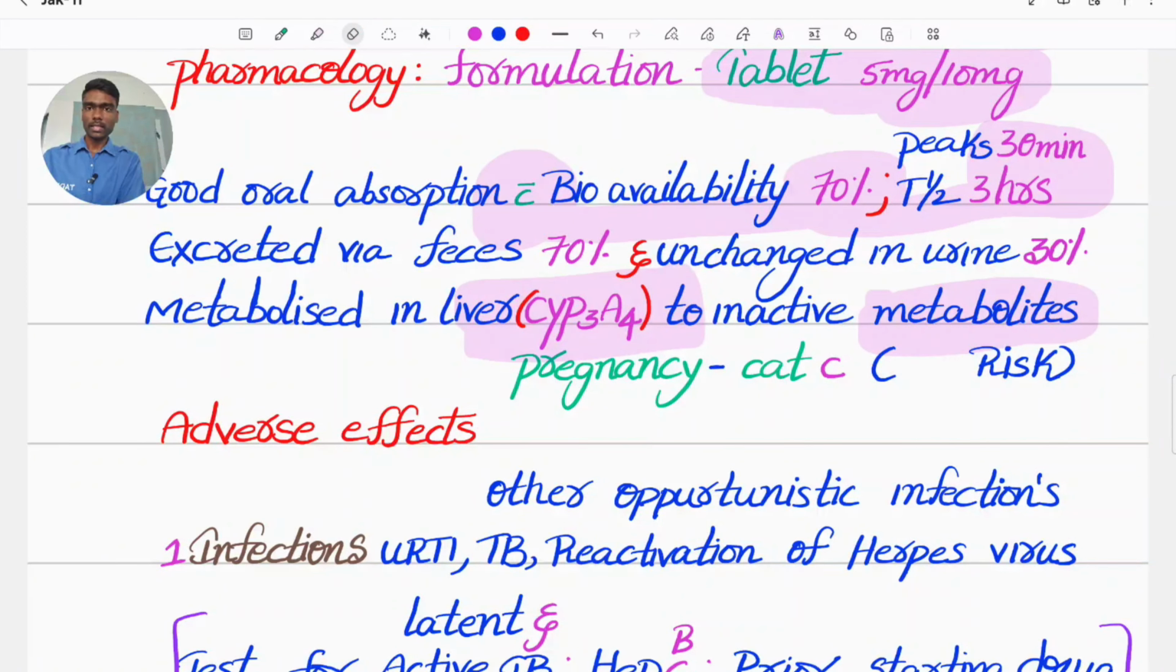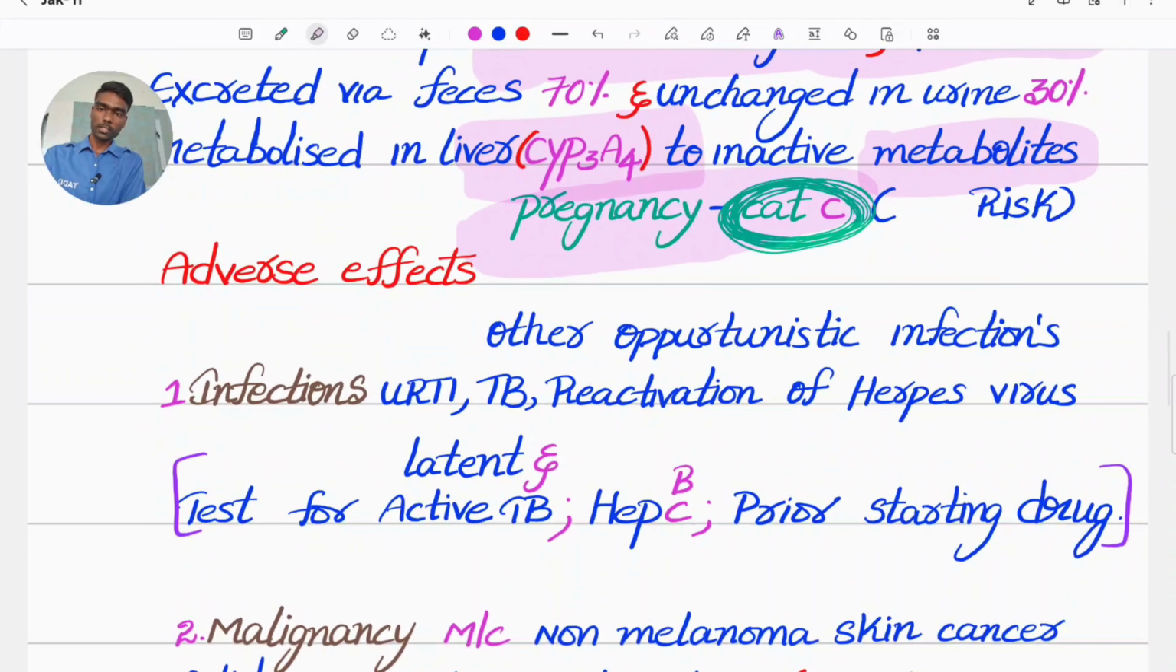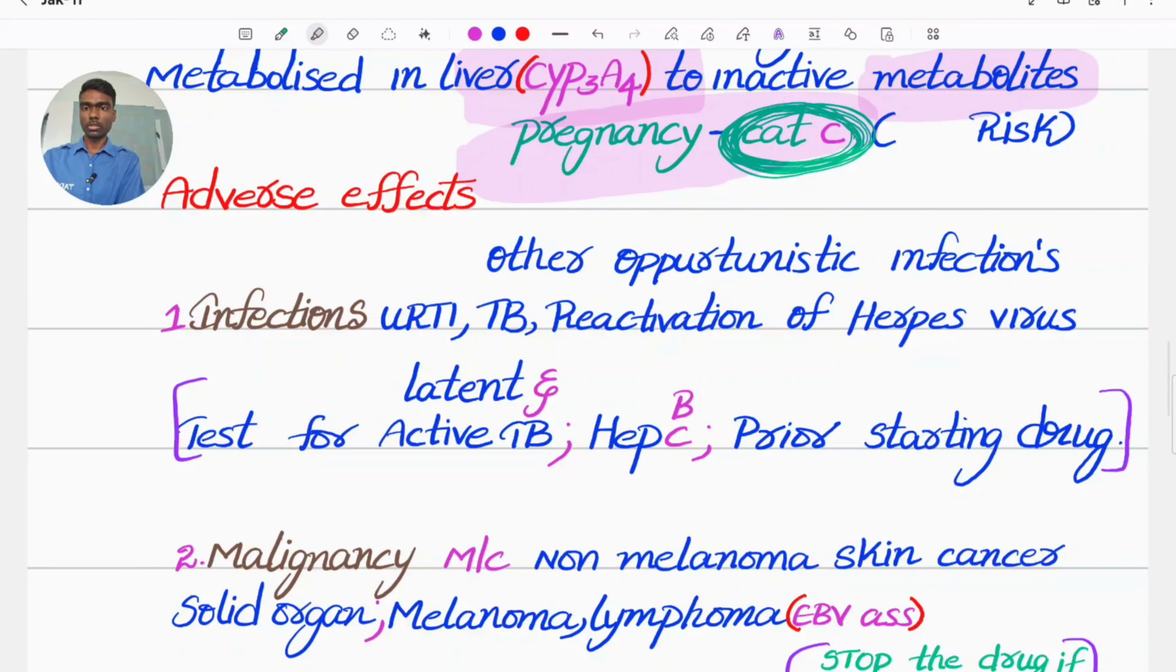It is pregnancy category C, that is, has risk found in animals, no human studies. It is absolutely contraindicated in pregnancy, Tofacitinib, and also hypersensitivity to any drug, absolute contraindication.